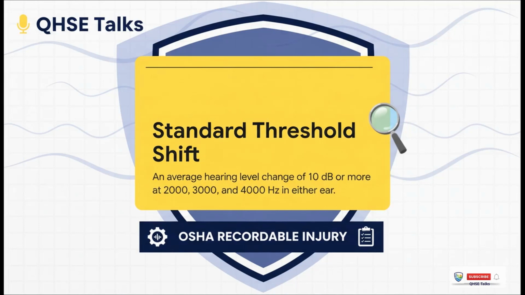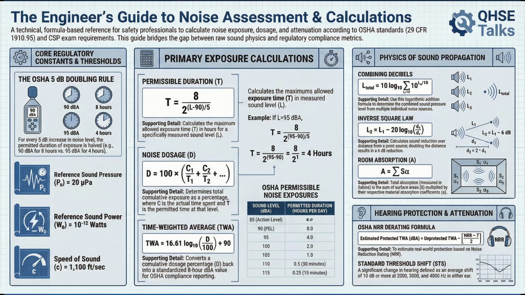Now this is exam gold right here, a standard threshold shift, or STS. This is OSHA's official definition of a significant hearing change. It's not just any dip in hearing. It has to be an average drop of 10 decibels or more across these 3 specific frequencies, 2, 3, and 4,000 hertz. And if that happens, boom, it's an OSHA recordable injury. All right, deep breath. We're heading into the math.